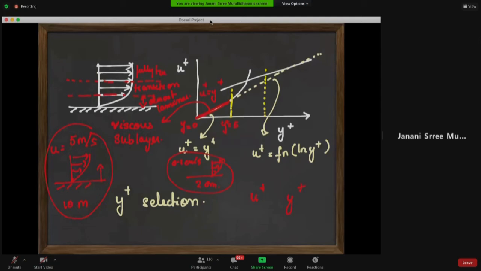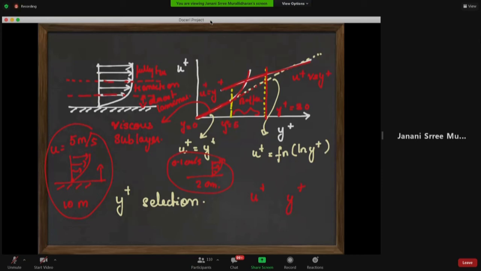In each of these domains, they found a different variation for U plus versus Y plus. Typically the log-law layer starts at about 30 or 50, and the region between is called the buffer. The buffer is a region where the behavior is not really known. The experiment shows you this value, but the two lines intersect somewhere here, so that's like a transition region.